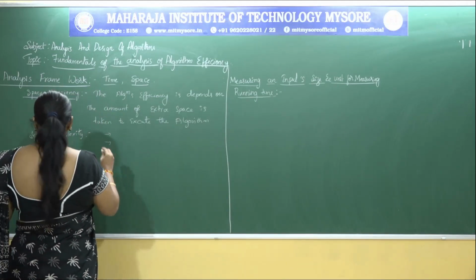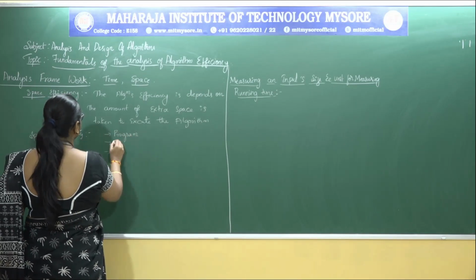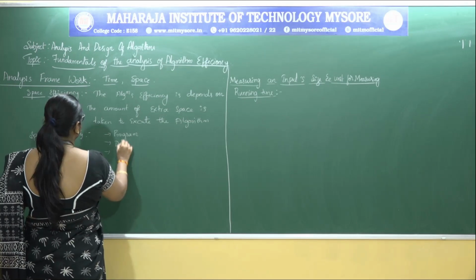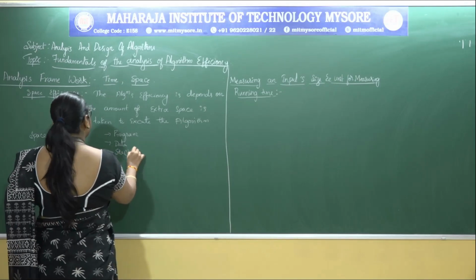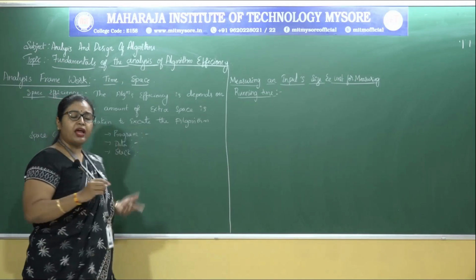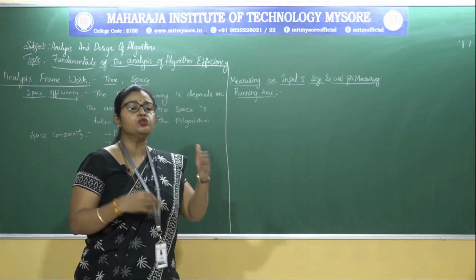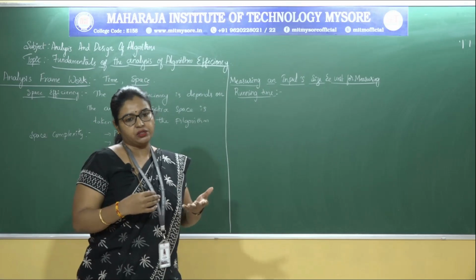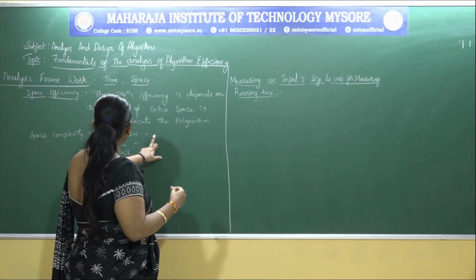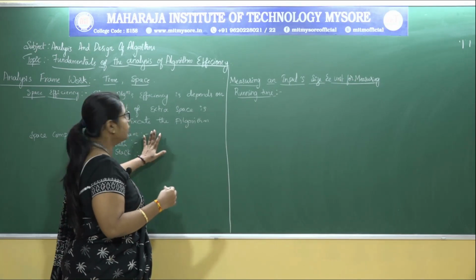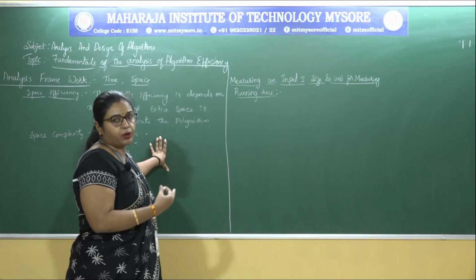The different types of spaces we have are the program space, the data space, and the stack space. First, the program space: whatever space is used by the machine to store the machine language program. That particular space is called the program space.